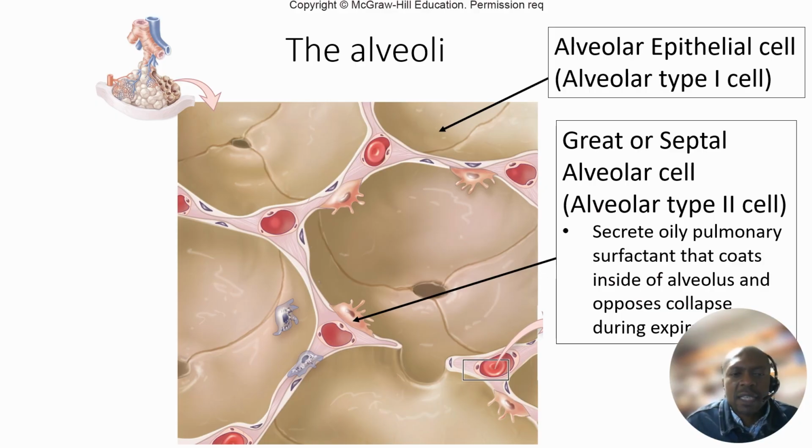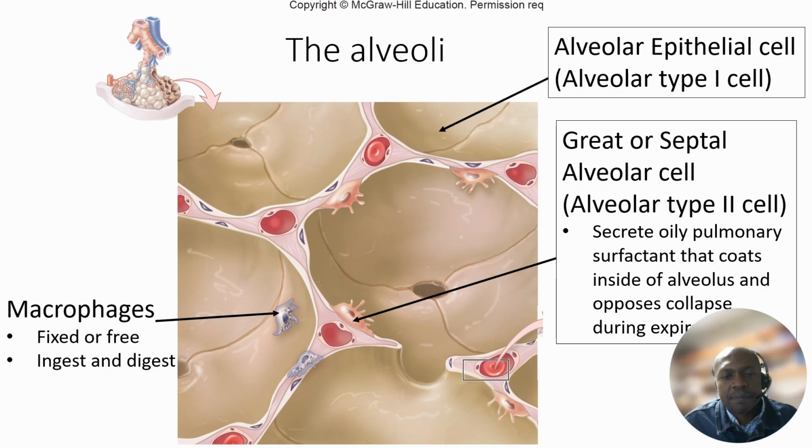And then you have another type of cell called the alveolar cells. Those are much bigger cells, and they are the ones that make a surfactant which coats the alveolus and prevents their collapse. And you also could have macrophages within this to digest or to engulf any foreign material that makes it that far.